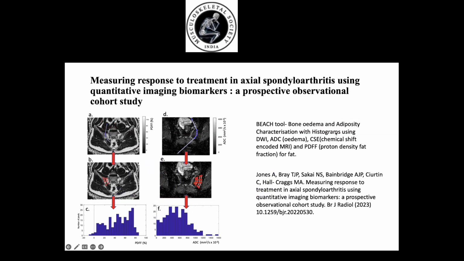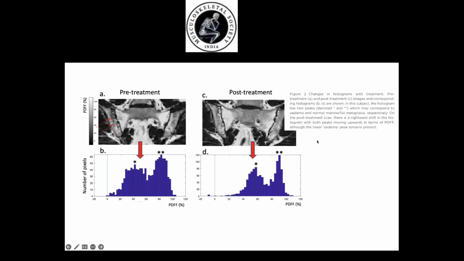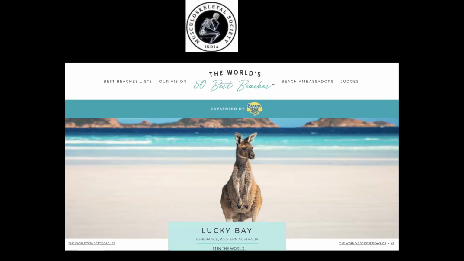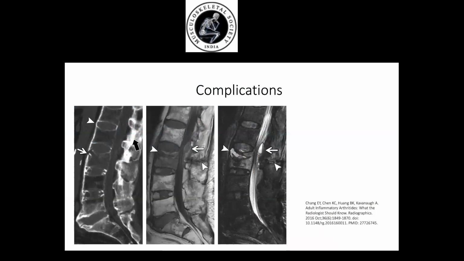And that's called BEACH, bone edema and adiposity characterization with histograms. As a Western Australian, you talk about beaches. I really cannot go ahead without putting this picture in here. This is Lucky Bay in Esperance, one of our beautiful beaches, which has been named the number one beach in the world.